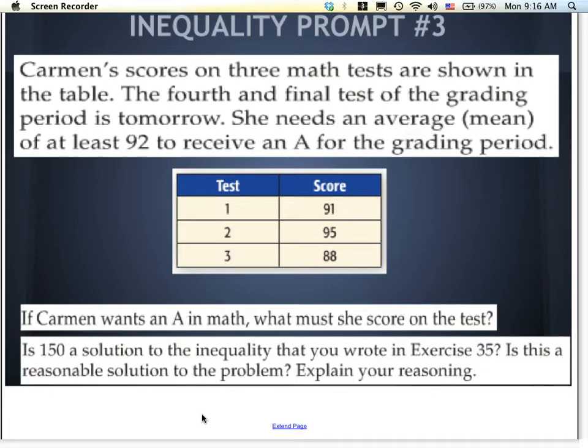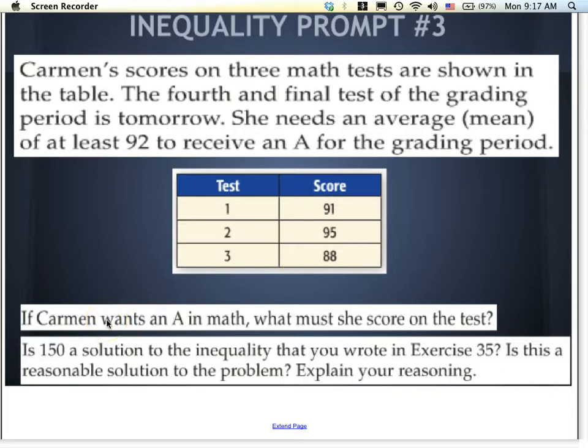So pretend you're trying to take a test tomorrow and you want to make sure you get an A for the semester. She needs an average, and you know the average means the mean, of at least 92% to receive an A for the grading period. In the table, you see that she has her 3 test scores here. First test she took, she scored 91%, which is like a low A. Second test, she scored a solid A, 95%. And the third test she took, she scored an 88%, which is a B+, right?